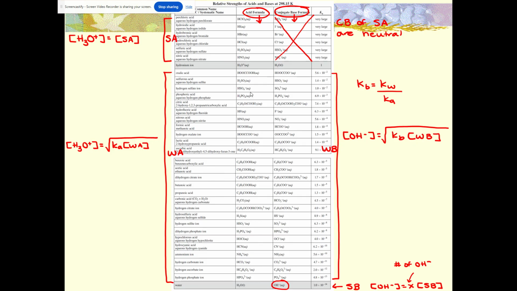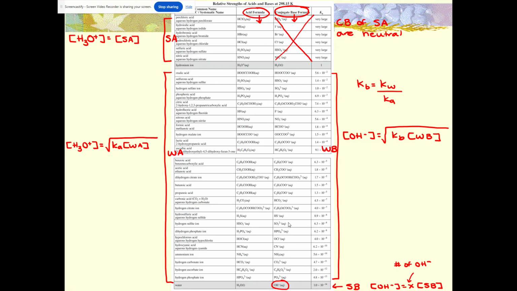Now, what if you have a base on the other hand? Bases are going to give you hydroxide ions. The only strong bases that exist are ionic hydroxides, so something like sodium hydroxide or calcium hydroxide. So the hydroxide ion is the only strong base. To find the concentration of the hydroxide ions from the base, you take X times the concentration of the strong base, X being the number of hydroxide ions in the compound.